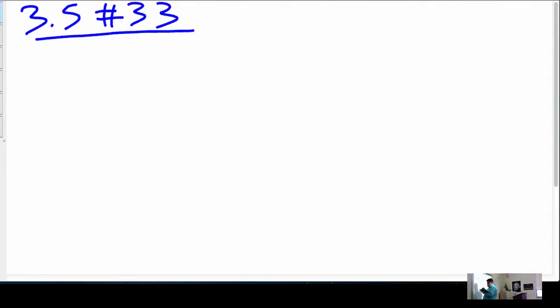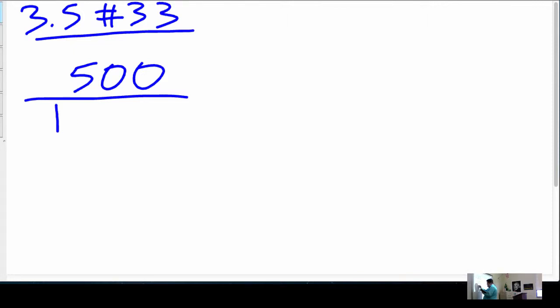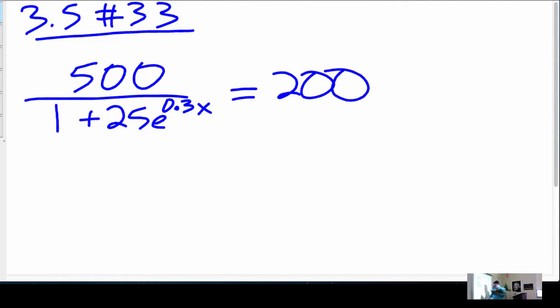Oh man, that looks hard. Problem number 33 out of our textbook, 3.5, problem number 33. It says 500 all over 1 plus 25 times e to the 0.3 times x is equal to 200. And we're being asked to solve for x. Well, that's no fun.